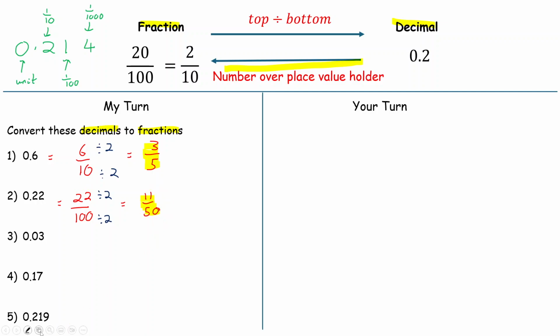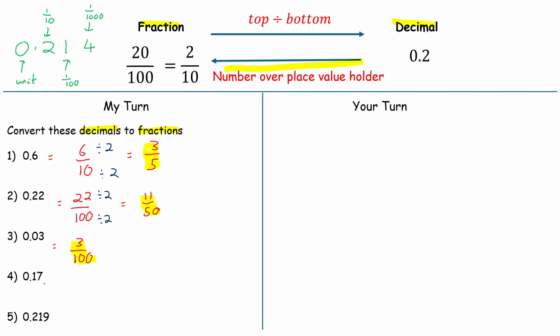Okay, the next one, we've got 0.03, and this one here, your number is the 3, okay, or 0.3, but we're just going to write it as 3, and that 3 is in the 100ths column. It's going to be out of 100. And because 3 is prime, there won't be any factors of 3 and 100, so we can simply have this as our answer. So 3 over 100.